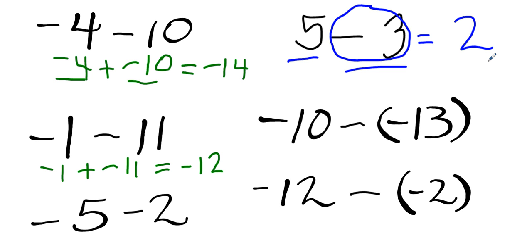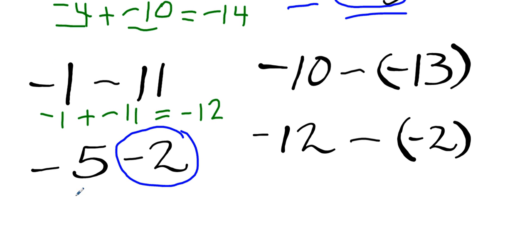Let's take a look at that again. At this example here, I'm going to circle the operation and the number. And when I circle the operation and the number, I now have two different numbers, negative 5 and negative 2. Are these signs the same? Yes. So I'm going to add those numbers together. And what are my signs? They're negative. So this will be negative 7.